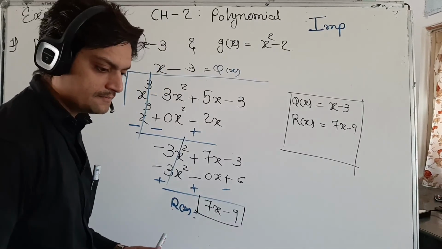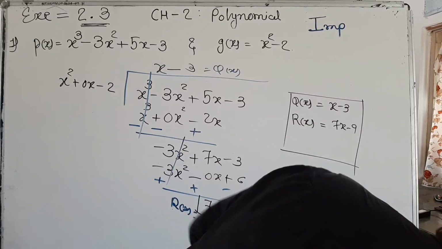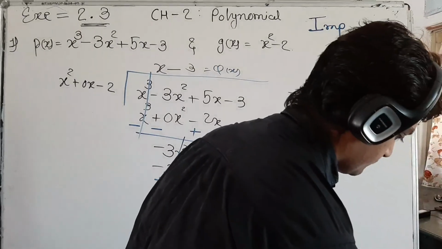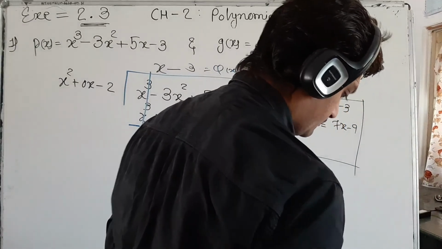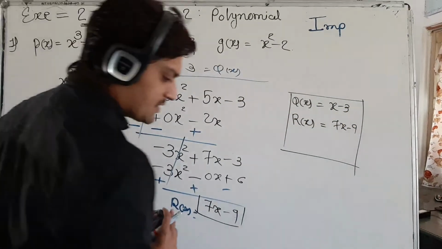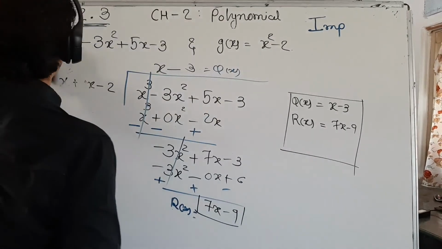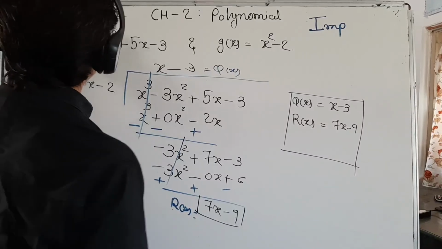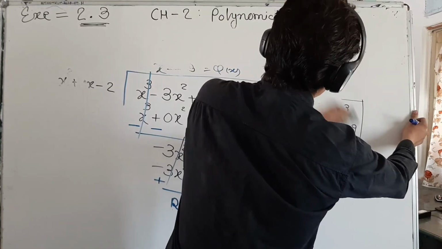Okay, so now the second question. See here, one term is not given in the second question, the term with power 3 is not given. So I would like to show you how to solve this type of question. So 0x cube we will put here as we have discussed.